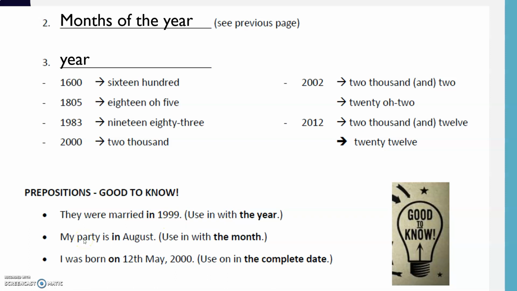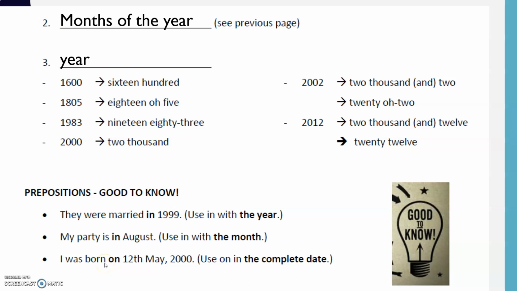When you're talking about a month, you also use in. My party is in August. I was born in April. But then, and that's an important difference, so mind the difference. If you talk about a complete date, for instance, the 12th of May 2000, you would say on the 12th of May 2000. Or on the 29th of April 1988, something like that.